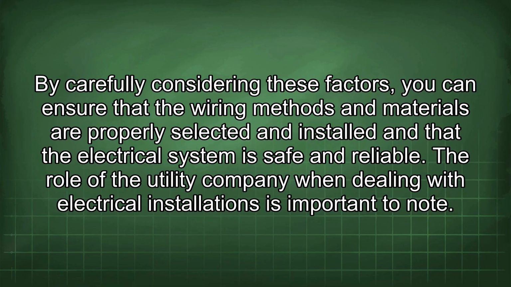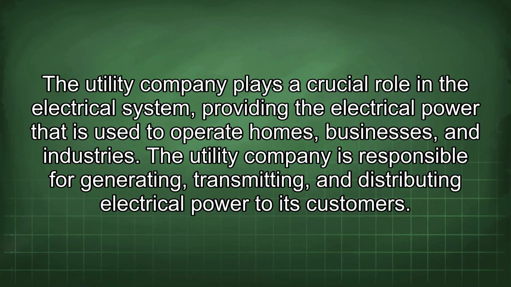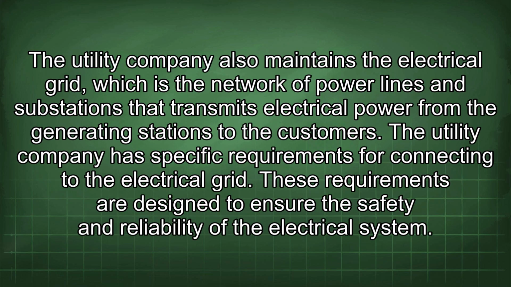The role of the utility company when dealing with electrical installations is important to note. The utility company plays a crucial role in the electrical system, providing the electrical power that is used to operate homes, businesses, and industries. The utility company is responsible for generating, transmitting, and distributing electrical power to its customers. The utility company also maintains the electrical grid, which is the network of power lines and substations that transmits electrical power from the generating stations to the customers.